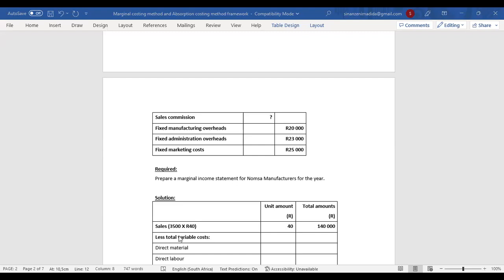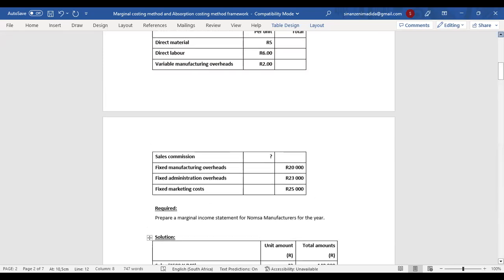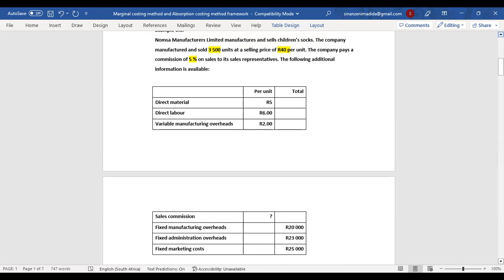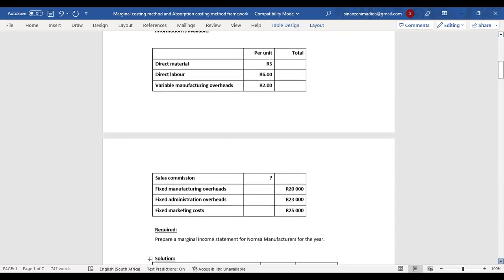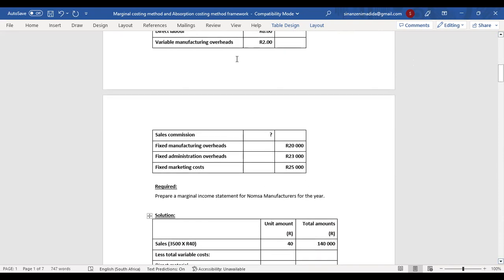Then I said after sales, the next line, we need the total variable cost. We need to subtract them here from our sales. But before that, we need to go and identify our direct material from our given information. How much is our direct material? Our direct material is 5 rand.